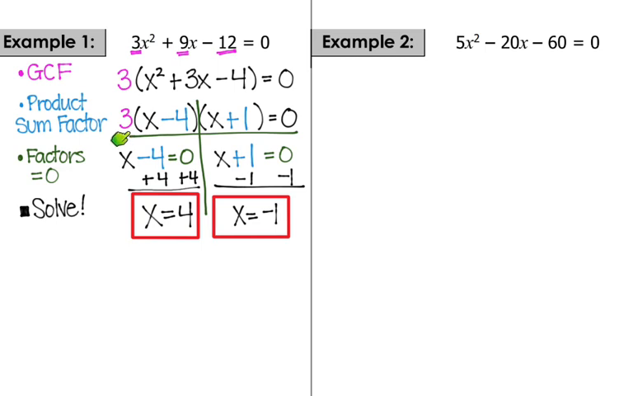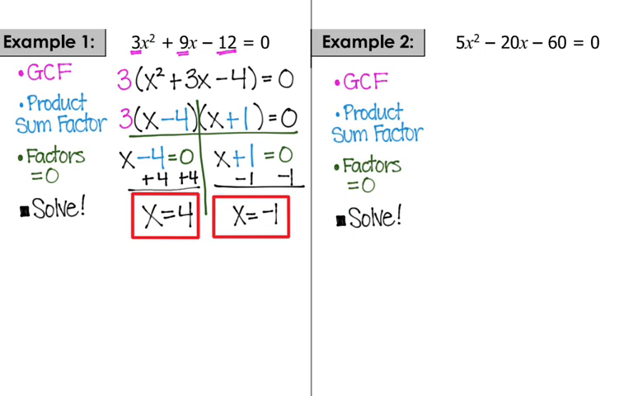Now, granted, there was another factor, 3, but 3 will never equal 0. 3 is just 3. So we only had the factors x minus 4 and x plus 1. All right, let's look at this next example. And once again, I'm going to follow these same steps. I'm going to look for the greatest common factor. Then I'm going to do the product sum factorization after I factor out the greatest common factor, set the factors equal to 0, and solve exactly what I did over here.